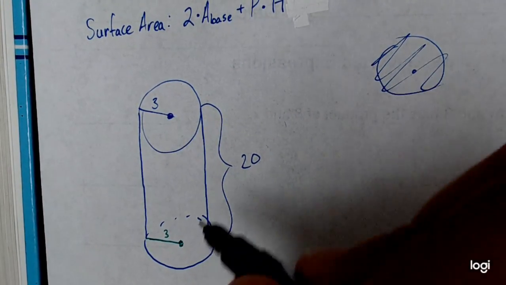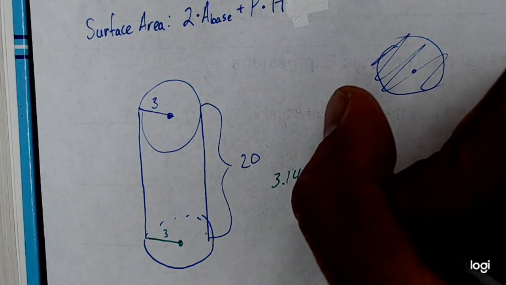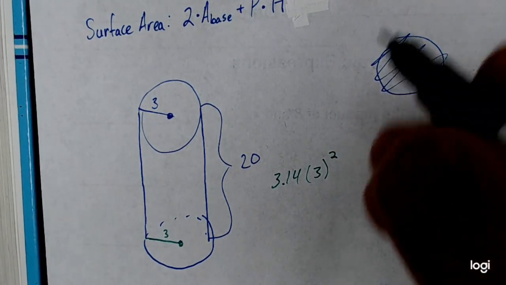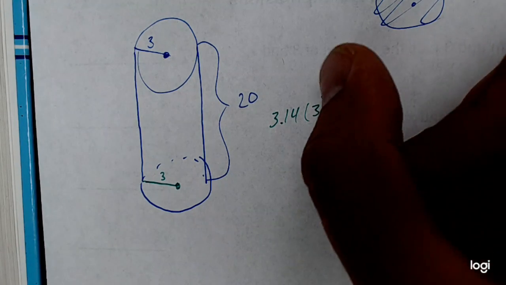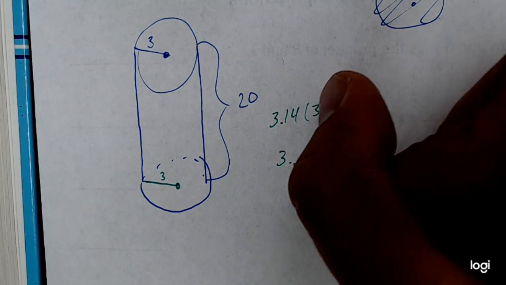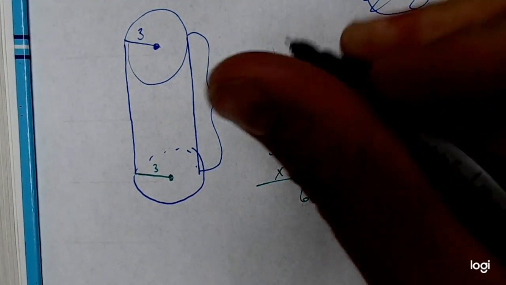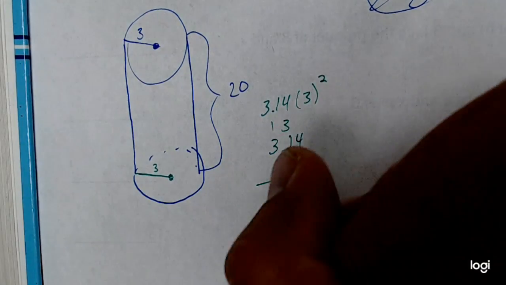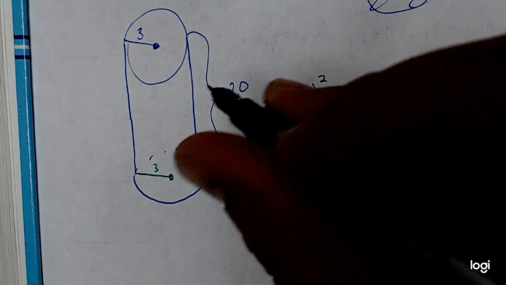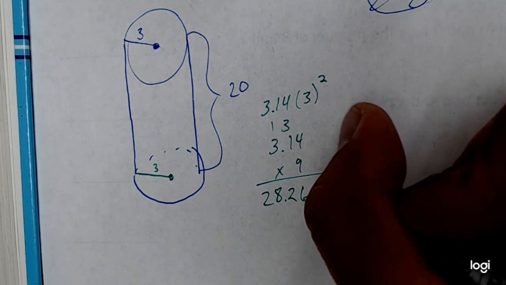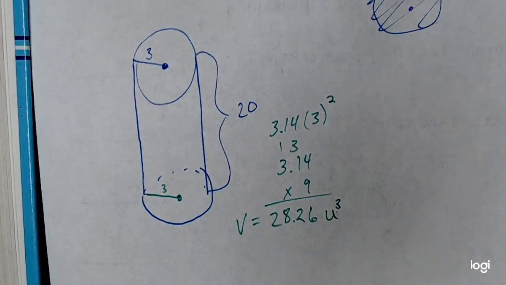So the area of the base is going to be 3.14 times 3 squared. 3 squared is 9, and again I have to do the 3 squared first because of PEMDAS. So now I end up doing 3.14 times 9, and that gives me 28.26, and volume is always cubed, so that's 28.26 units cubed. Right? That's my volume. Now let's talk about the surface area.